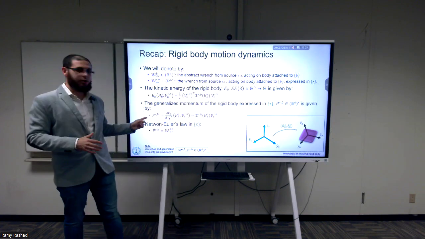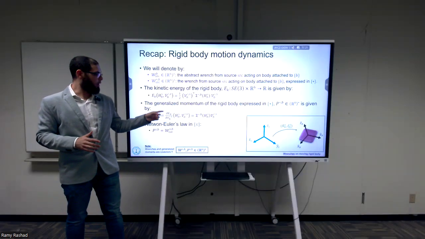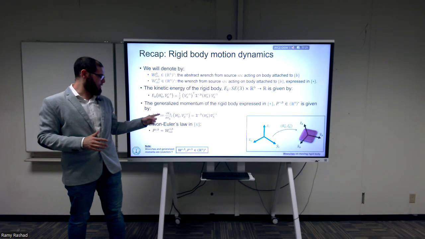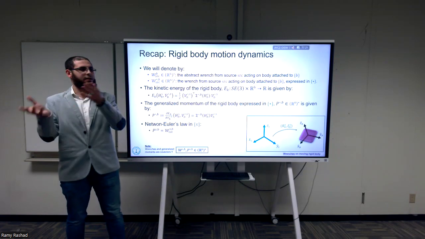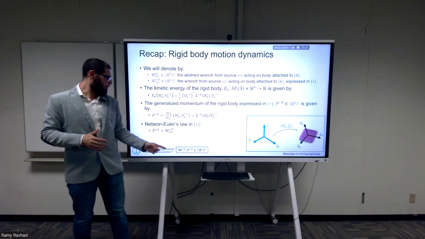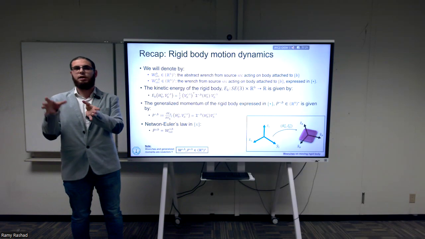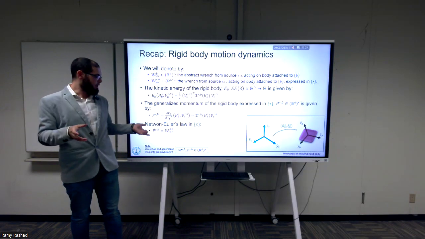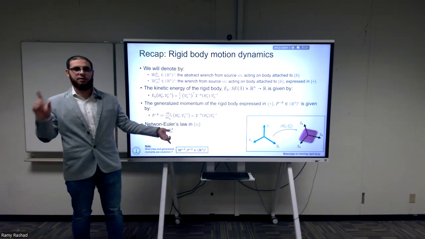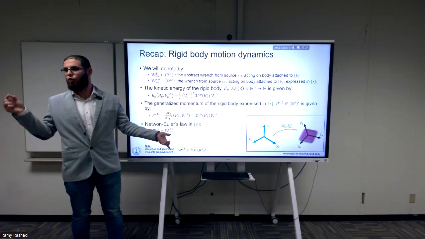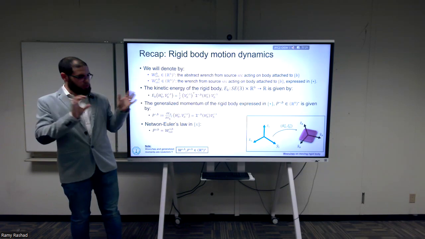We take the gradient of the kinetic energy with respect to the twist. We get the generalized momentum, which is again a combination of linear momentum and angular momentum in the same way. And the Newton-Euler law, the combination of Newton's law for the translation and Euler's law for the rotation, is simply the rate of change of the generalized momentum is equal to the total applied wrenches, provided you're looking from a stationary frame. Everything is the same. So this is the easy part.